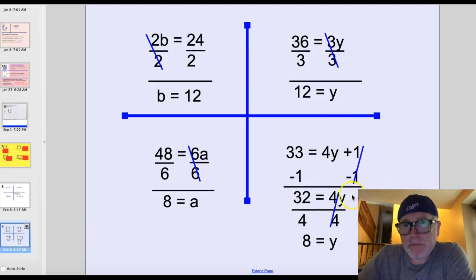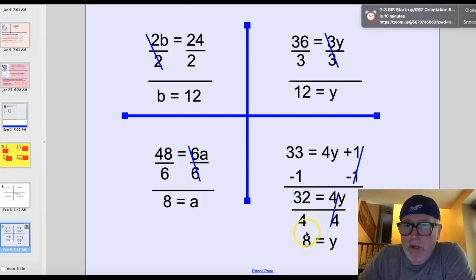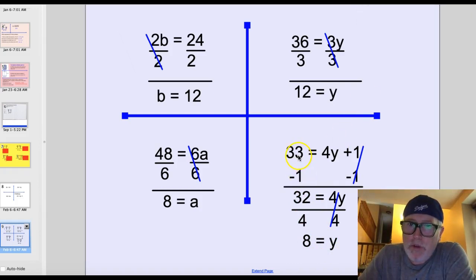Okay, so we've got this one here. You might be thinking, well, order of operations says you have to do multiplication first. We're undoing the order of operations. Therefore, we have to subtract the 1 first from both sides. So when you subtract 1 from both sides, these ones cross off. You end up with 32 equals 4y. Now it's a 1-step multiplication equation. You have to divide both sides by 4. 32 divided by 4 is 8. And then just pop it in to see if it works. 33 equals 4 times 8, 32, plus 1, 33. Very good. All right. Let's keep rolling here.